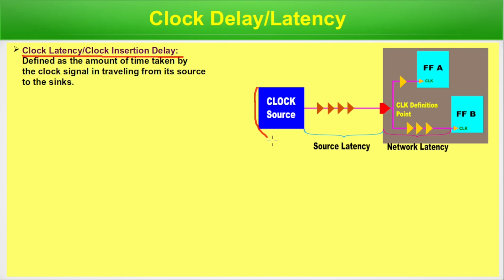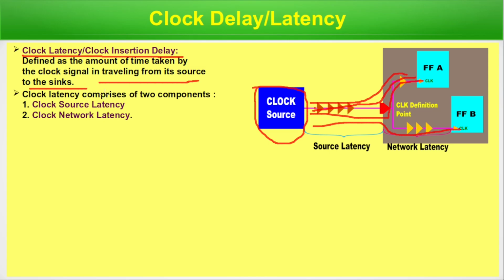If that is the clock source, obviously it will get connected with some flip-flops, and these are the flip-flops. So this is the path the clock signal would traverse from the clock source to flip-flop A, and that is the path for flip-flop B. So this is the clock latency. The time it requires to cover this finite path is the clock latency or clock insertion delay, defined as the amount of time taken by the clock signal in traveling from its source to the sinks.